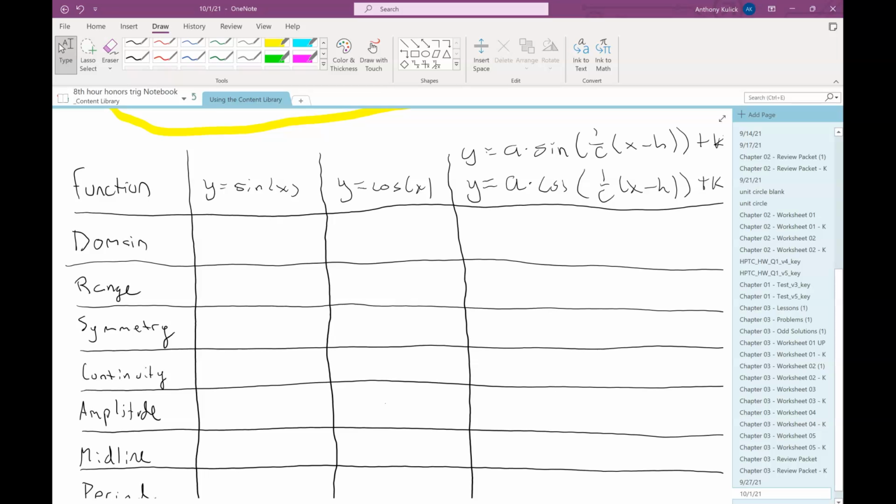right? Everybody agree? So what does that tell me about the domain? If every angle that I can draw is going to intersect the unit circle, it means every angle has an output for sine. So the input is all real numbers. Everybody's okay with that idea?